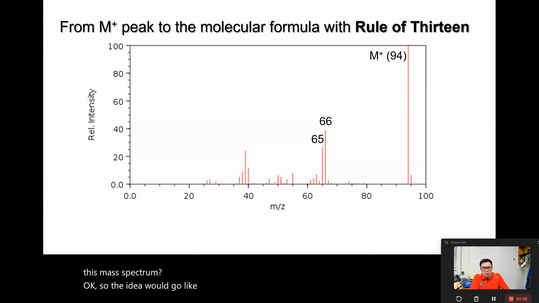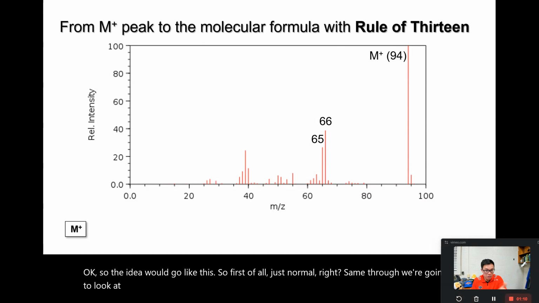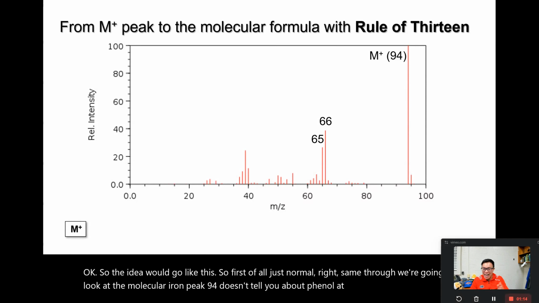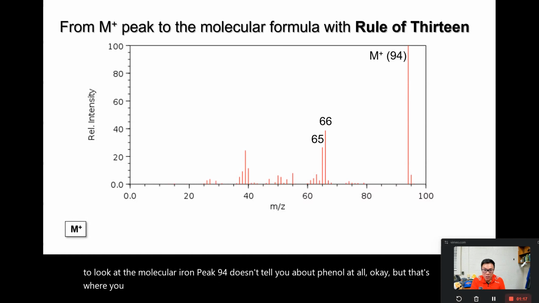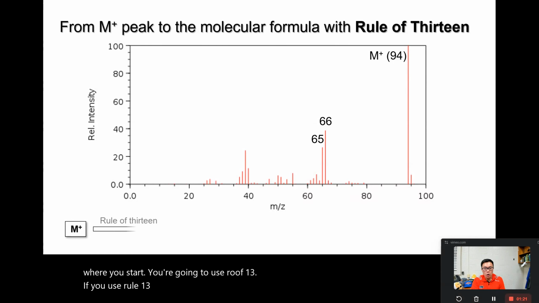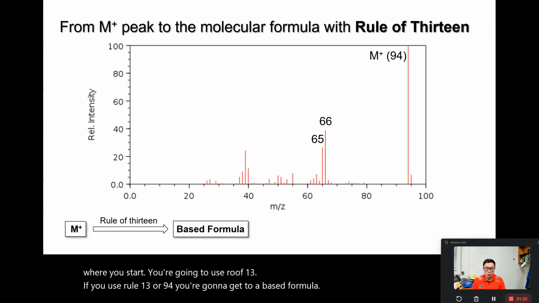First of all, just like normal, same drill, we're going to look at the molecular ion peak, 94. It doesn't tell you about phenol at all, but that's where you start. You're going to use rule 13. If you use rule 13 on 94, you're going to get to a base formula. From a base formula, you can use some other information.